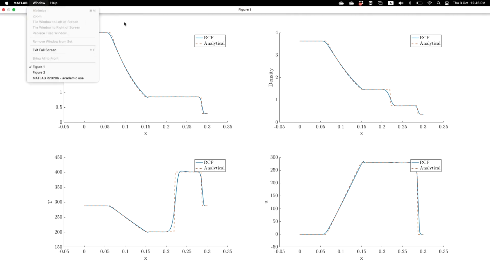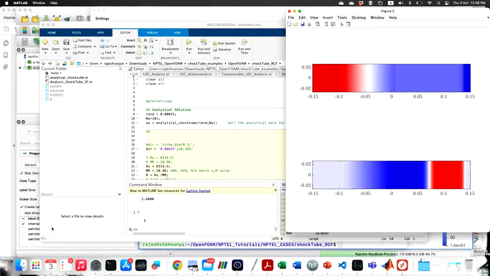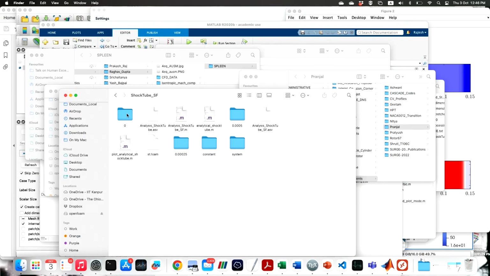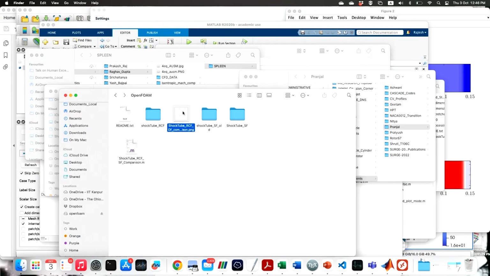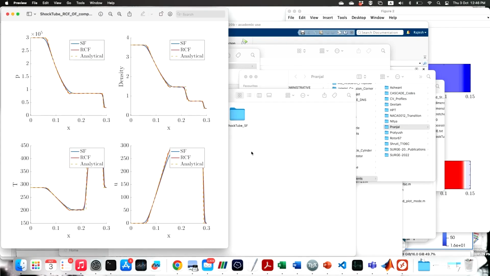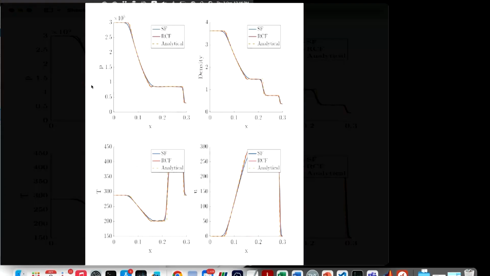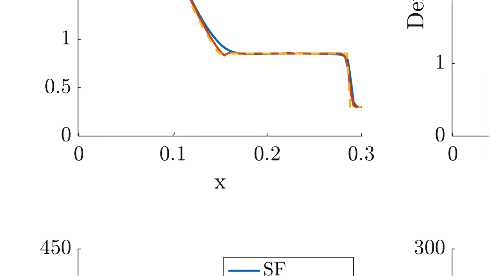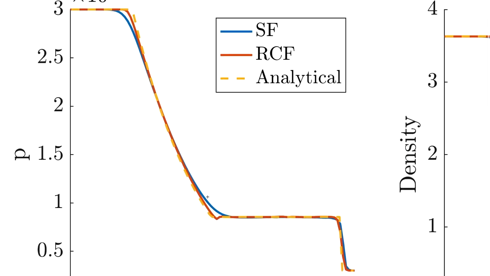And if you see the comparison between the two, here is the comparison. You can see here that SF is the sonic form and RCF is the rho central form, and the rho central form captures very close to the analytical solution for the same grid resolution compared to the sonic form.